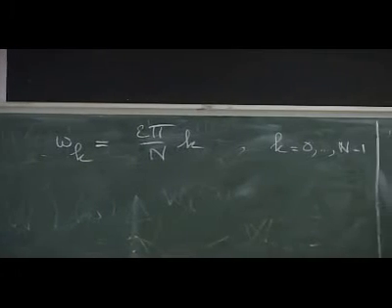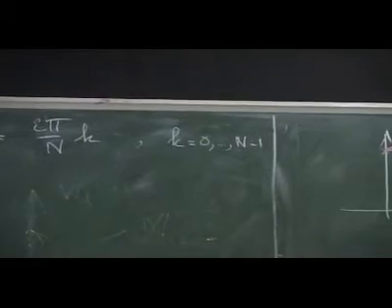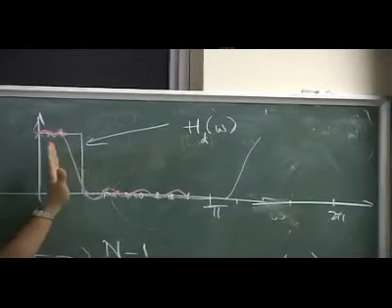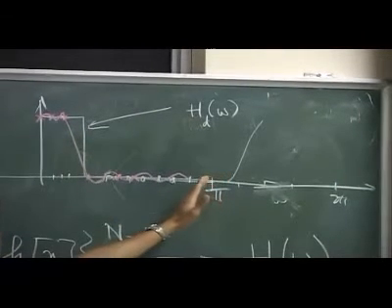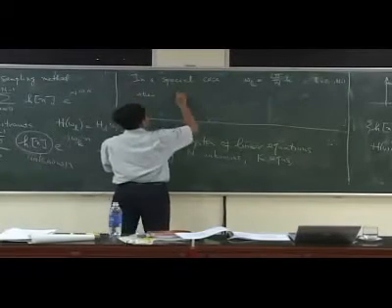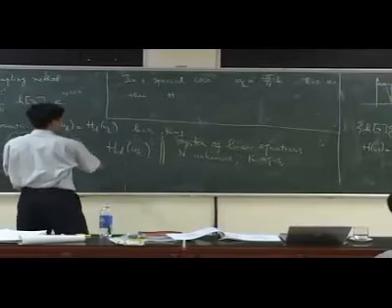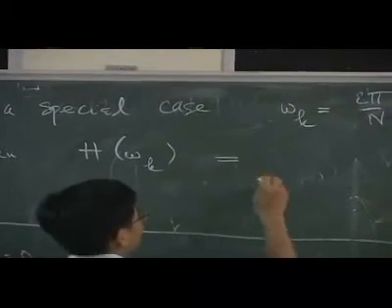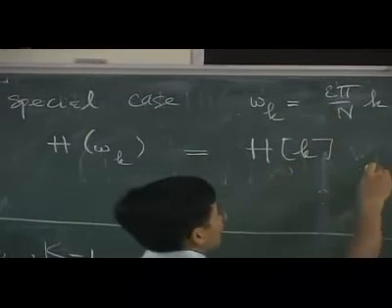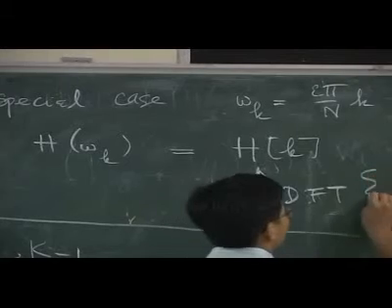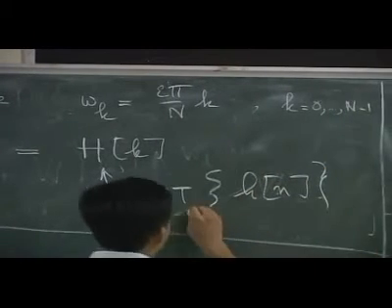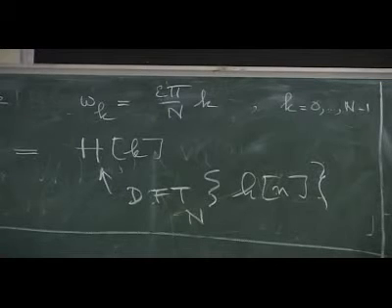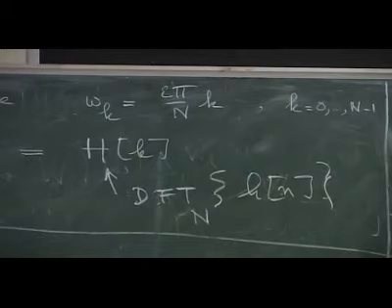We have something like the Fourier transform. Remember, taking the discrete Fourier transform is simply sampling the DTFT at equally spaced locations. So H of omega k is simply equal to H of k, and this is the DFT of h of n. Taking the DFT of h of n, that is the left side.